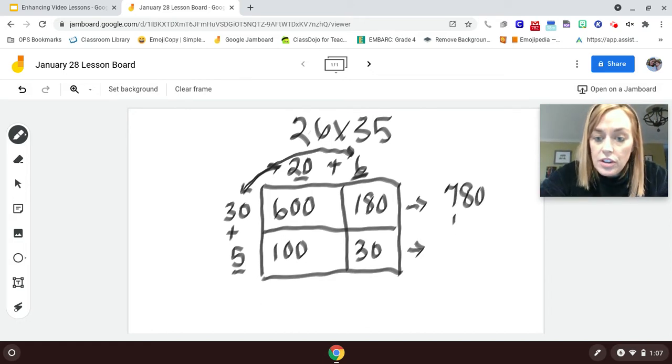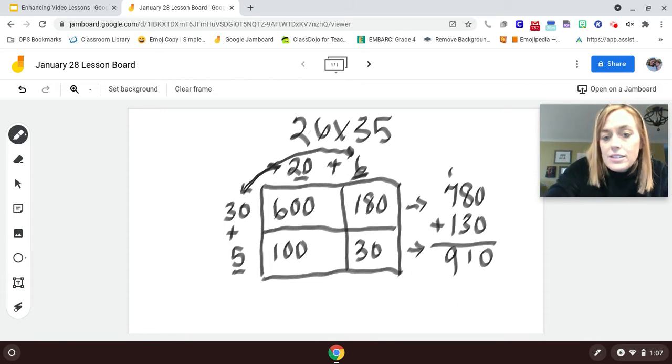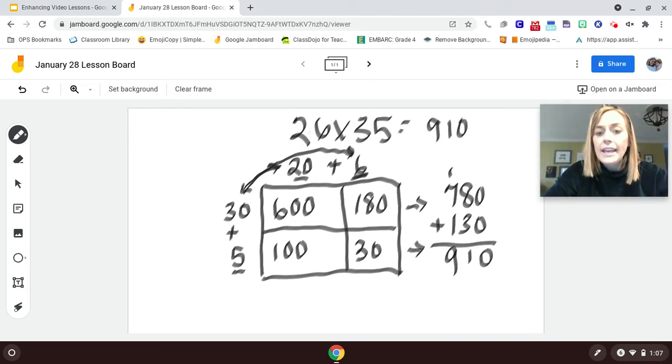So I have 780 plus 130, okay? Now if I add those together, 11, carry my 1, 7, 8, 9. My answer to 26 times 35 is 910. Okay, now you could add all four numbers together and get the same answer.